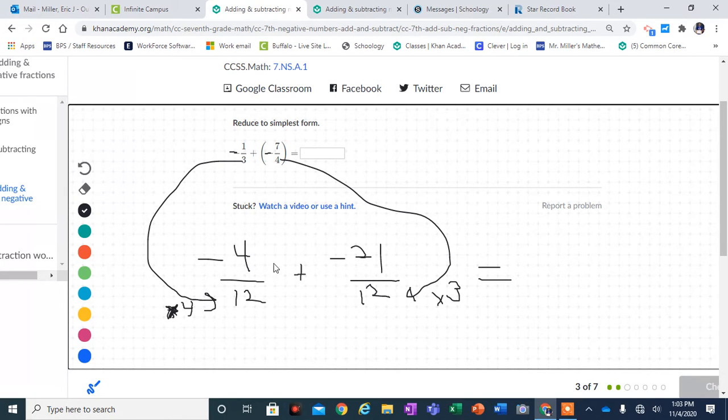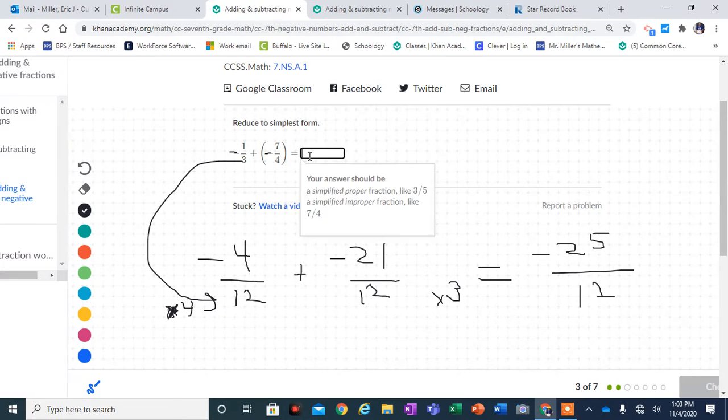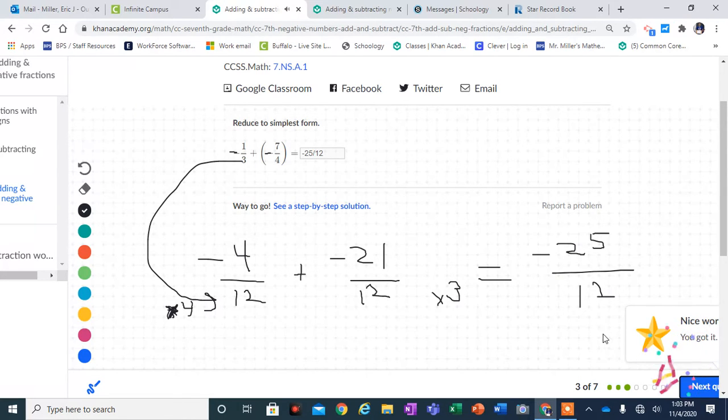So you owe 4, you owe 21, you now would owe 25. And remember, this is a 21 right there. So the negative 25 over 12. When you type in your answer, make sure you put the negative sign. 25 divided by 12.